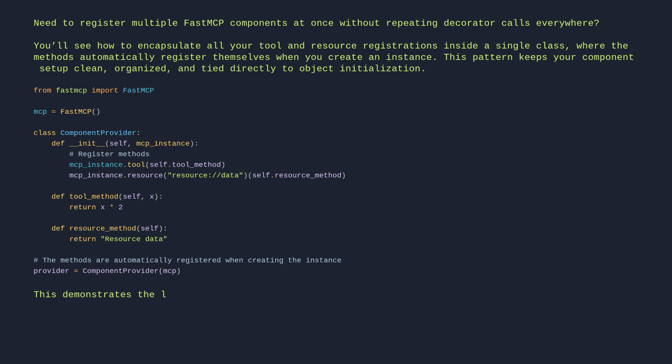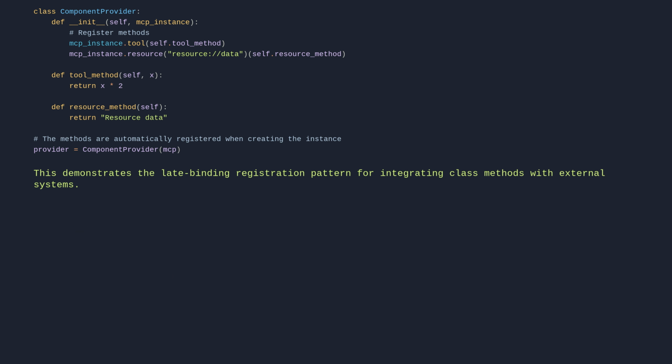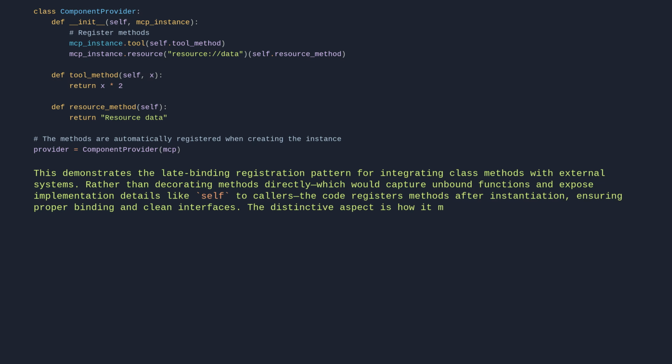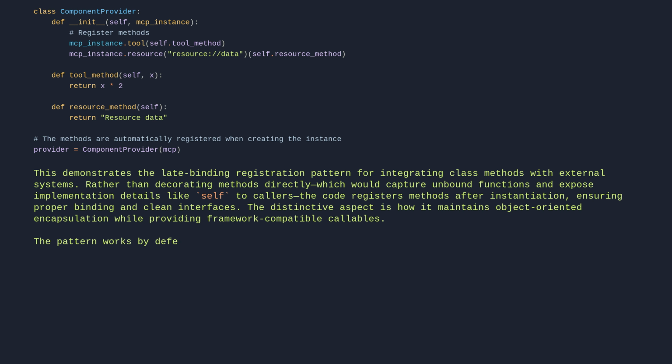This demonstrates the late binding registration pattern for integrating class methods with external systems, rather than decorating methods directly, which would capture unbound functions and expose implementation details like self to callers. The code registers methods after instantiation, ensuring proper binding and clean interfaces. The distinctive aspect is how it maintains object-oriented encapsulation while providing framework-compatible callables. The pattern works by deferring registration until object initialization, when methods become properly bound to their instances.